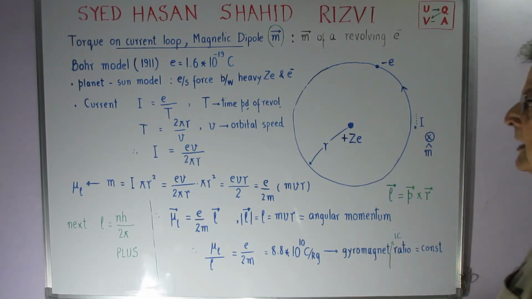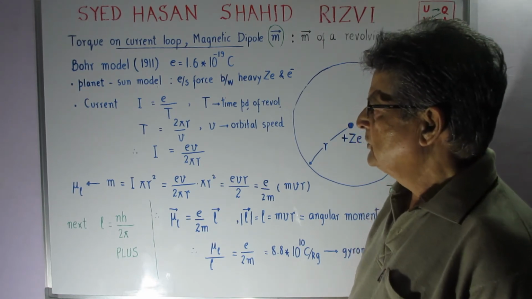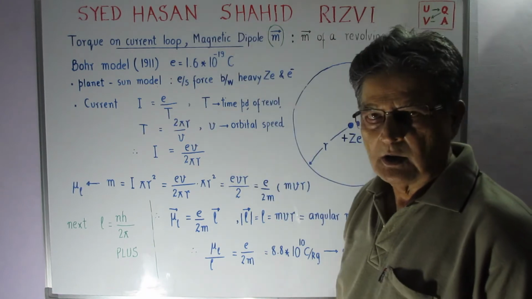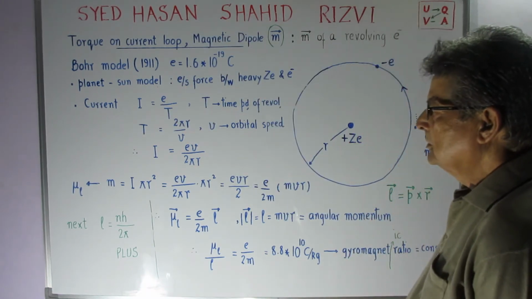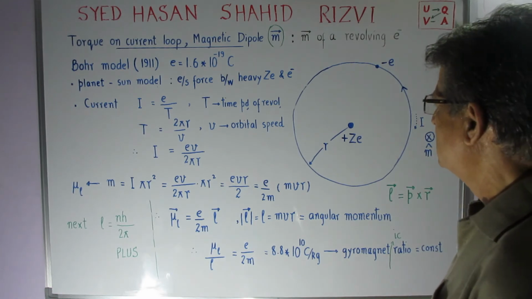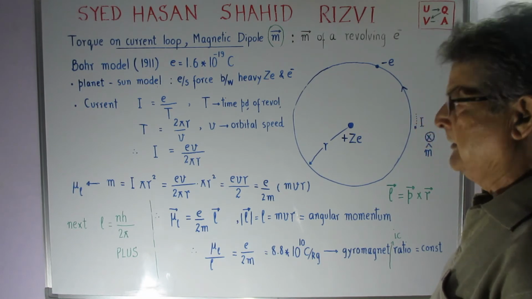Now, the model that he suggested and applied was the planet-sun model, which is already available in Newton's explanation of the planets going around the sun.